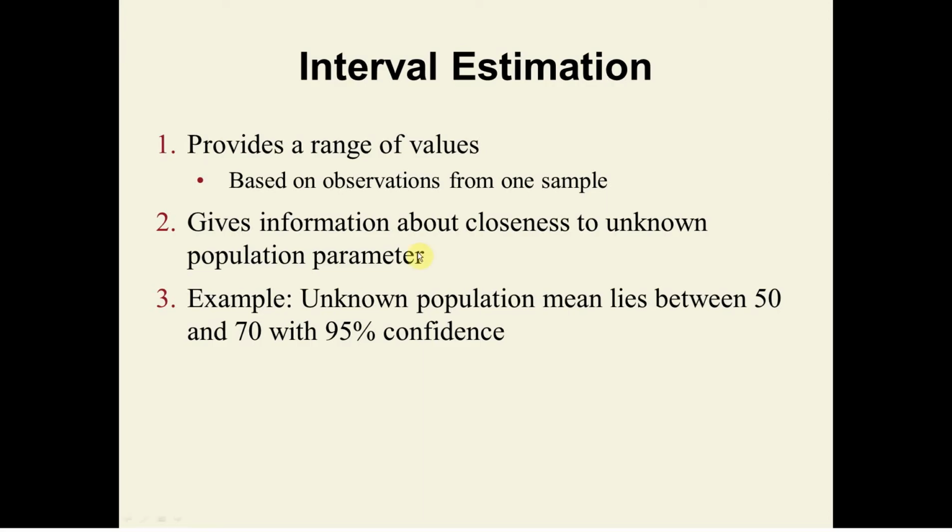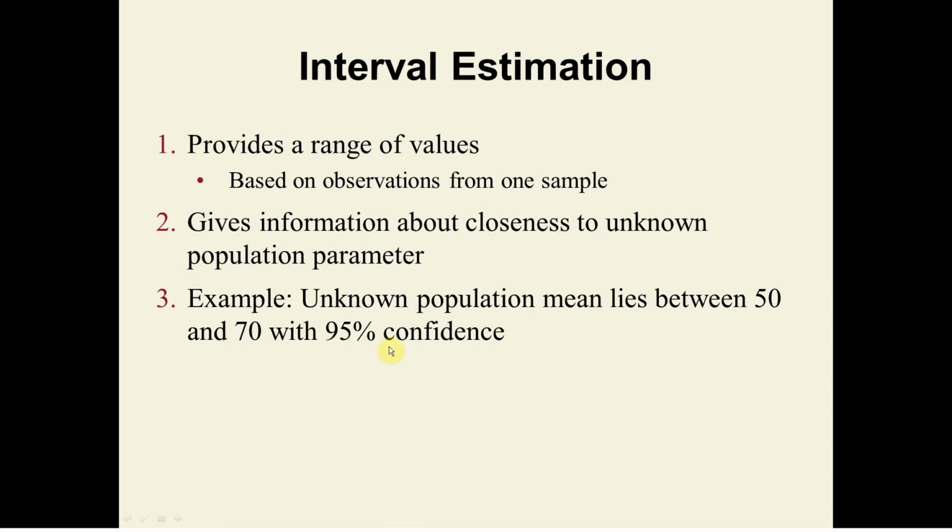So we might say our unknown population mean lies between 50 and 70. Even though we don't know what value it is between 50 and 70, we know that it's somewhere in that range. And the smaller that range is, the more accurate it is. Obviously, if I said the population mean lies between 60 and 61, that leaves far fewer choices than between 50 and 70. So the length or the size of the range of the interval determines how accurate we are.